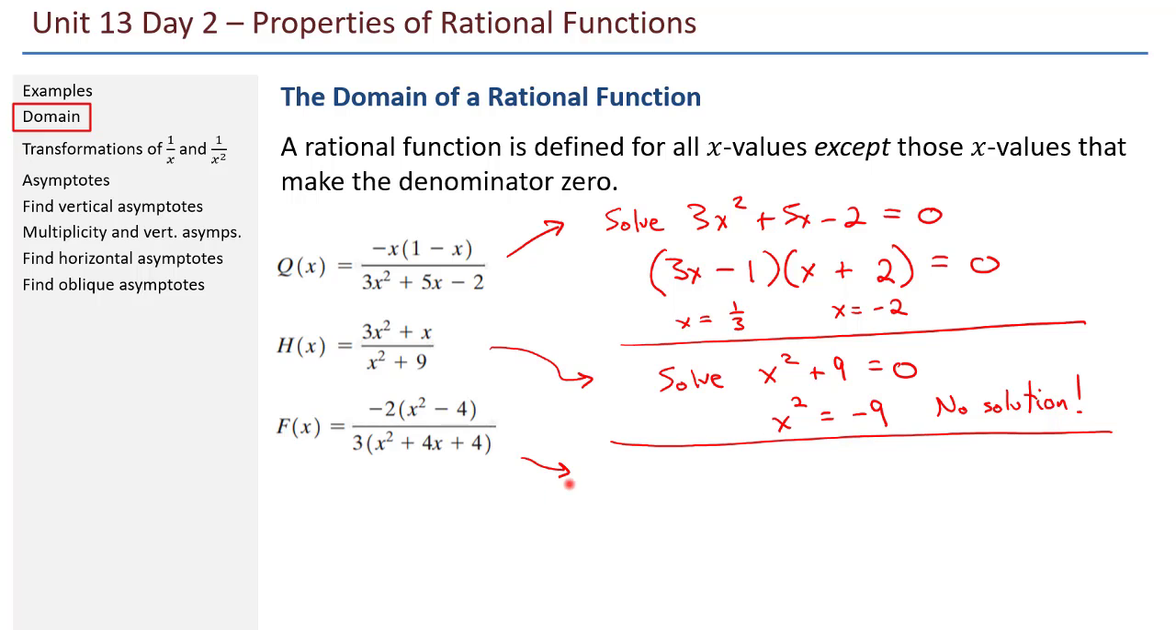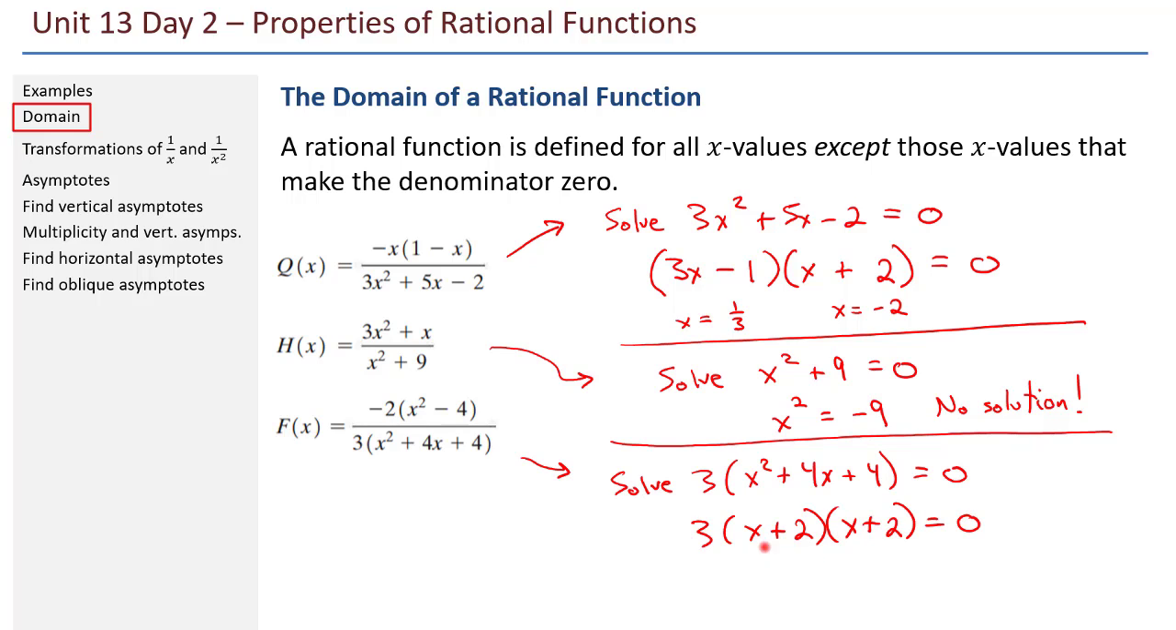And for my third example, how about f? What is the domain of f? All real numbers except where the denominator is 0, so let's solve. And that factors. So the solution to this equation is simply x equals negative 2. So that's the only point that is not in the domain of f. So the domain of f is all real numbers except negative 2.